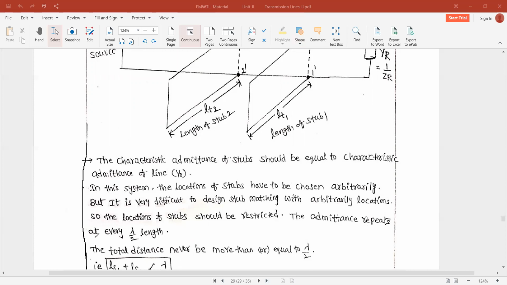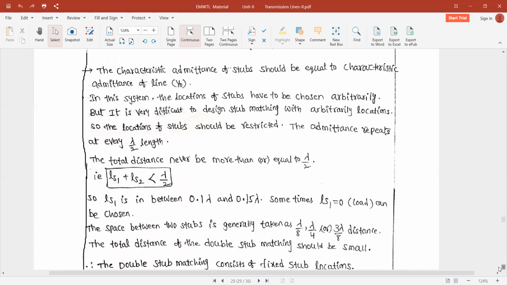The admittance repeats at every lambda by 2 length. Okay, the lambda is here. There are 720 degrees in the Smith chart. It is not needed when designing any stub lengths. In this system, the locations of the stubs can be chosen arbitrarily, but it is very difficult to design the stub matching with arbitrary locations. So the locations of stubs should be restricted.